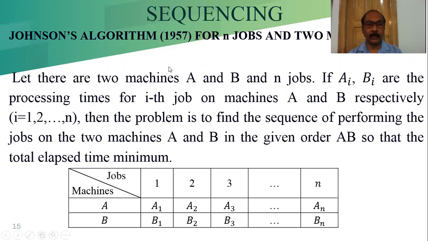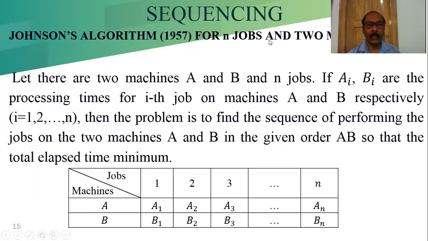Let us consider two models. First is n jobs 2 machines, then we consider n jobs 3 machines. To arrange the jobs in a sequence to perform through the machines, you have to arrange the order J1, J2, J3, ... Jn, which one is to be performed first, which one second. That algorithm is known as Johnson's algorithm. It was developed in 1957.